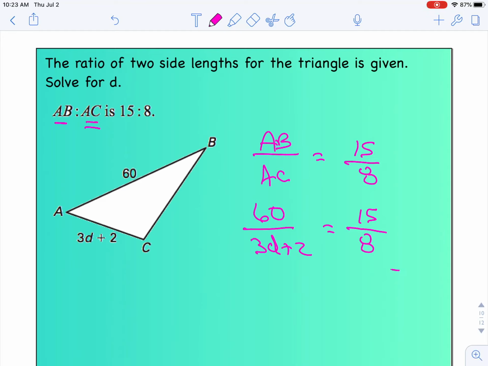And now we're just going to cross multiply. And why don't you try that right now? And when you're done, you should get D equals 10. And I will work out the rest of this in the notes if you did not get the correct answer when you tried it.